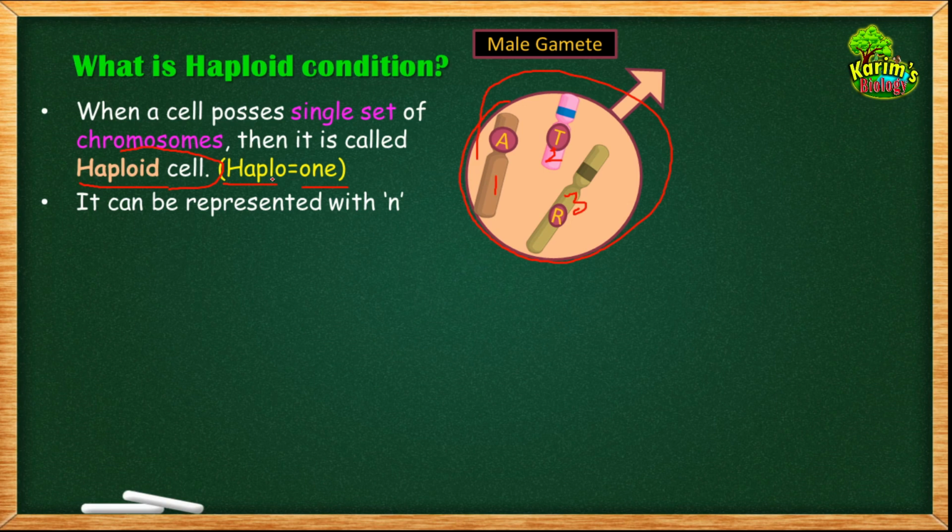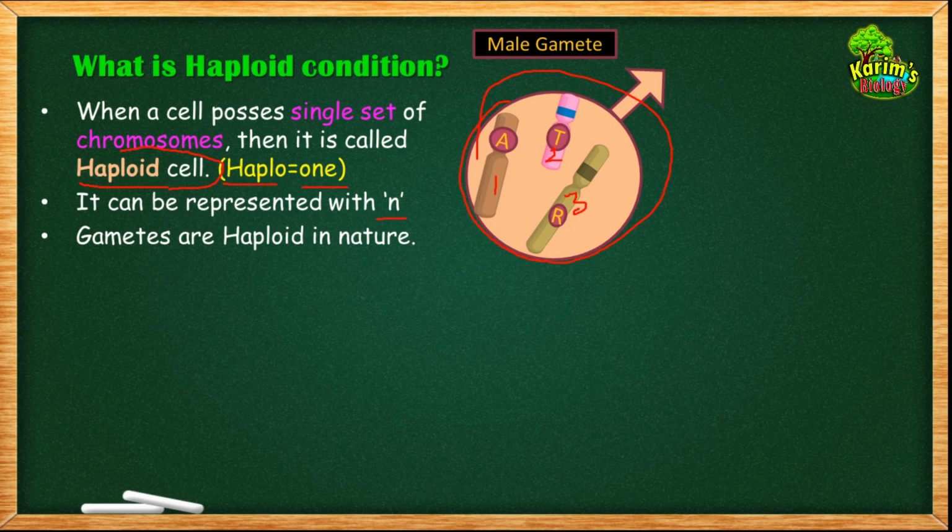That's about the haploid condition. And don't forget that haploid cells are always represented with the letter small n. So if you write n on any cell, that represents that the cell is in haploid condition. One more thing is that the haploid condition can be seen in gametes. The rest of the body cells are diploid cells. We will be discussing that shortly.